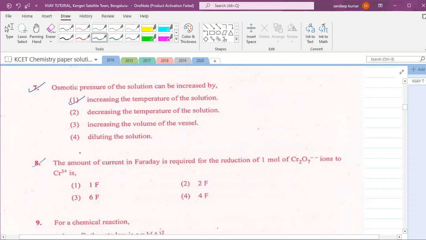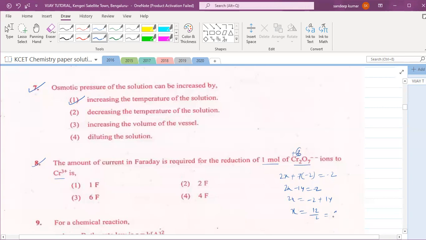Next, the amount of electricity in Faraday required for the reduction of 1 mole of Cr2O7 2- to Cr3+. So if you see here, there is a change in oxidation number. If you want to calculate the oxidation number of chromium, let it be x. So 2 times x plus 7 into -2, the oxidation state of oxygen is -2, is equal to -2, because the -2 charge is there. So 2x minus 14 is equal to -2. So 2x is equal to -2 plus 14. So you can see here x is equal to 12 by 2, that is 6. Oh sorry, this is 6.